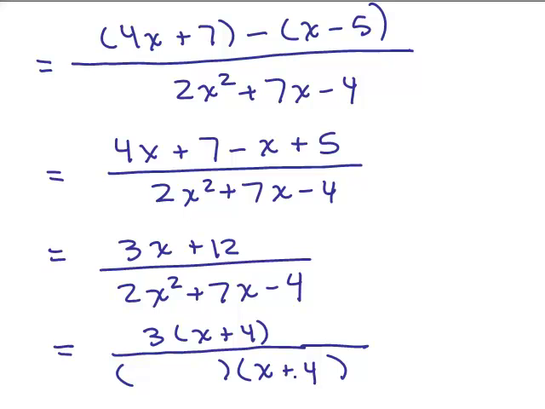And if it was x plus 4, then to get the 2x squared, that would be 2x. And then 4 times what will give me that negative 4? Minus 1. And then I'm going to see if that really is the correct factorization. 2x squared plus 8x minus x, that's plus 7x minus 4. It worked. And I see I do have a common factor I can cancel out here.